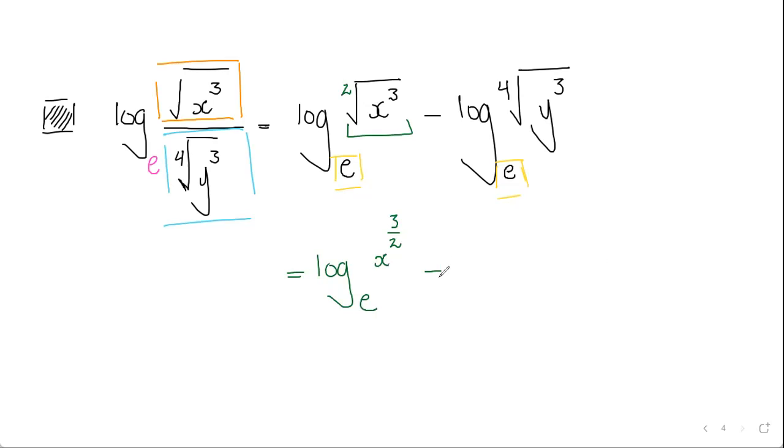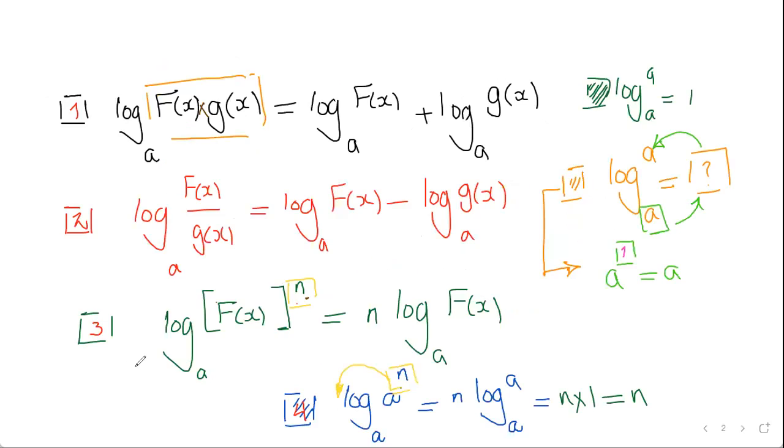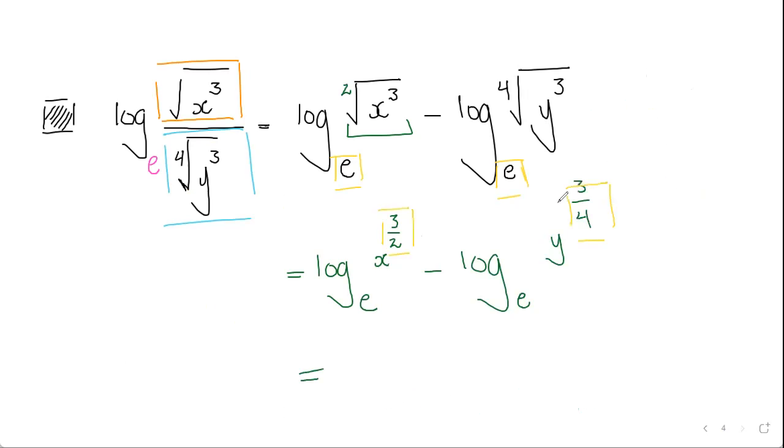What is the next term? It is the log of the same thing, y, I have 3 to the power 4. 3 over 4. The same thing. Rational exponent. Now, I notice that I have these exponents. I can just use this identity, identity number 3, to turn them into the coefficients.